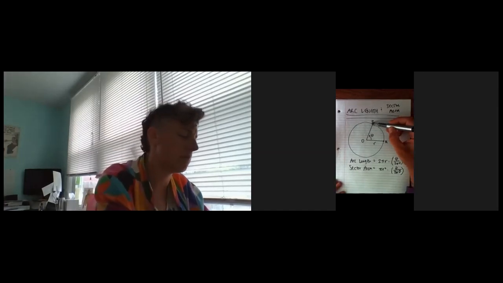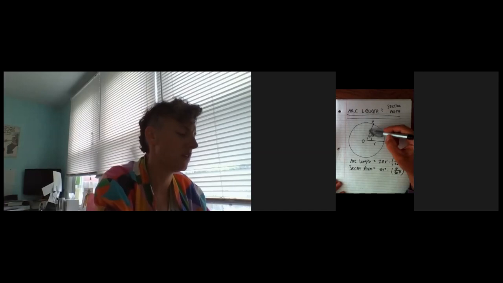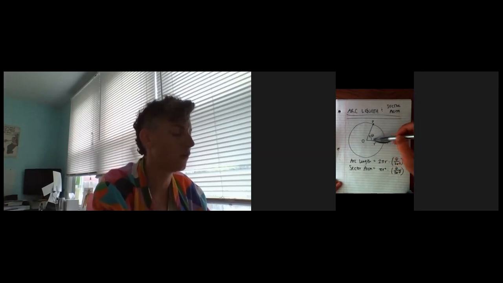We talked about the measure of an arc in degrees before, but how long that arc is depends on how big the circle is, right? If this is a 60-degree angle, that could be a 60-degree arc, but it would be a much longer arc if we had a really long radius, or it would be a very tiny arc if we had a tiny radius.